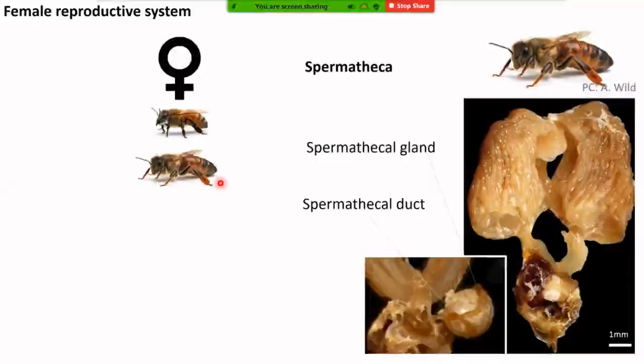But the most important difference between the worker and the queen is the presence of the spermatheca in a honeybee queen.